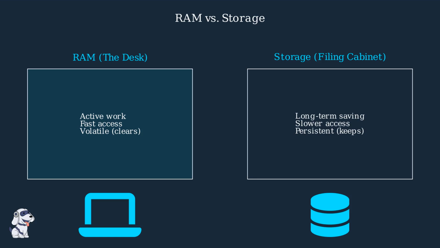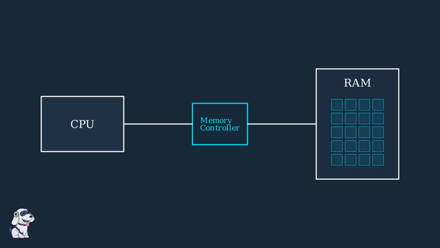RAM acts like your desk. It holds the work you are actively doing right now for instant high-speed access. Storage is your filing cabinet. It keeps your files and programs safe long-term, even when the power is off, though it takes longer to retrieve them. The CPU is the brain of the computer, but it relies on RAM for fast data access.